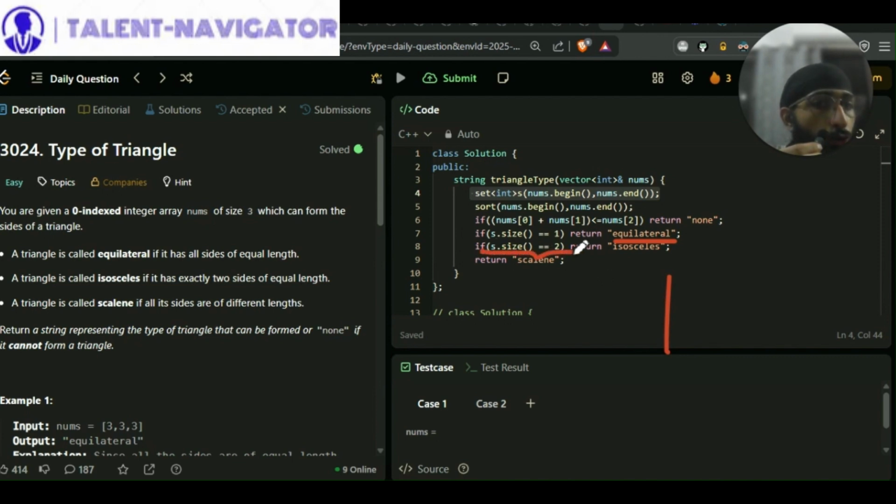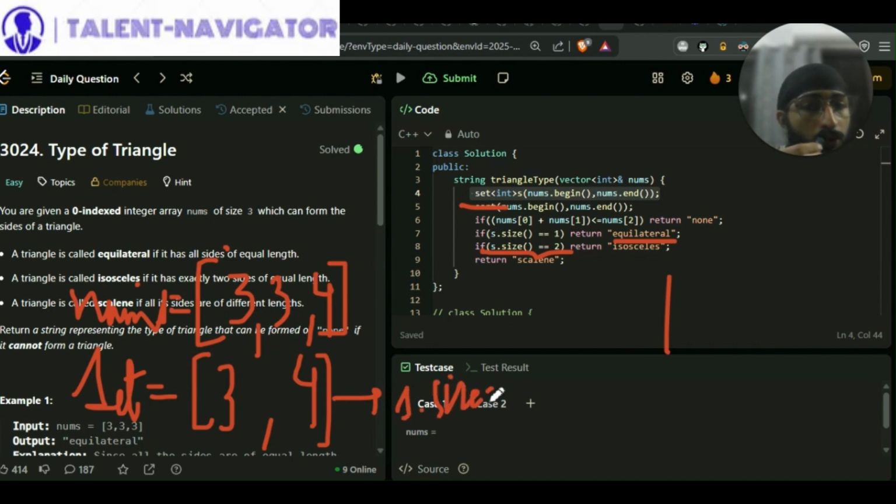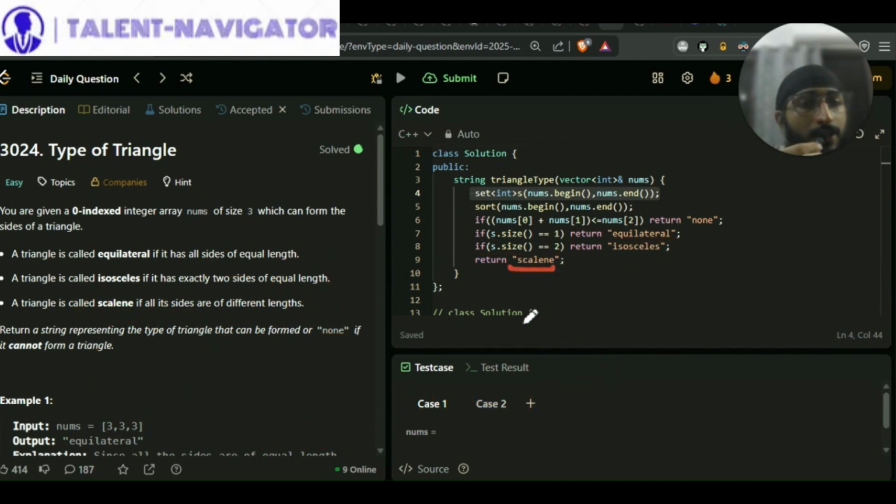In case the size of the set is 2, that means we have, for example, 3, 3, and let us say we have 4, this is the triangle to be formed. This is obviously an isosceles triangle. So this is the array nums, right? This is the vector. But when we store it into a set, then it will only store the unique elements. So we have 3 and 4 only. So the size here, s.size(), is equal to 2, right? Therefore, it would be an isosceles triangle. Otherwise, if the size is 3, it would be a scalene triangle.